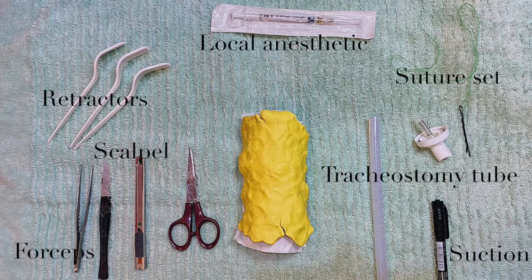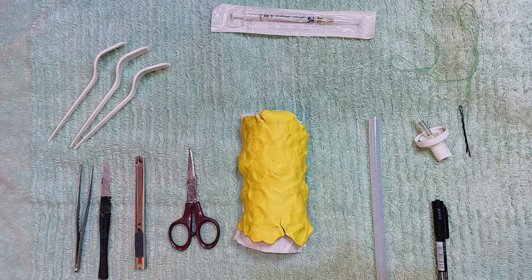The following are the minimum instruments needed in tracheostomy: local anesthetic, which is usually 1% lidocaine, scalpel, forceps, suction, tracheostomy tube, suture set, and retractors.